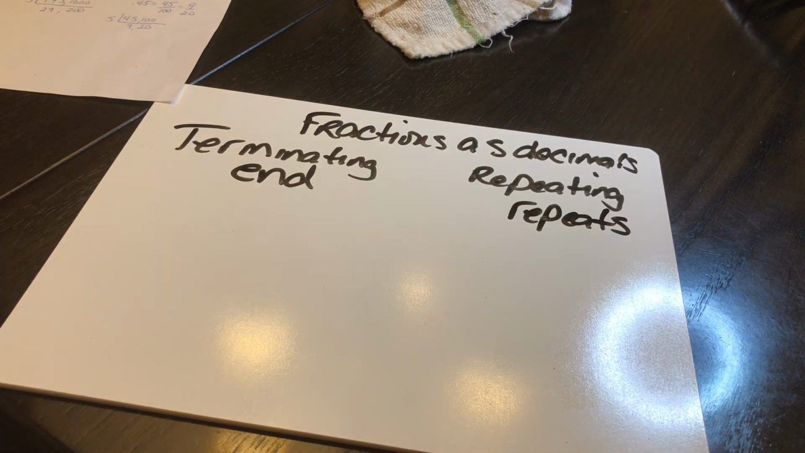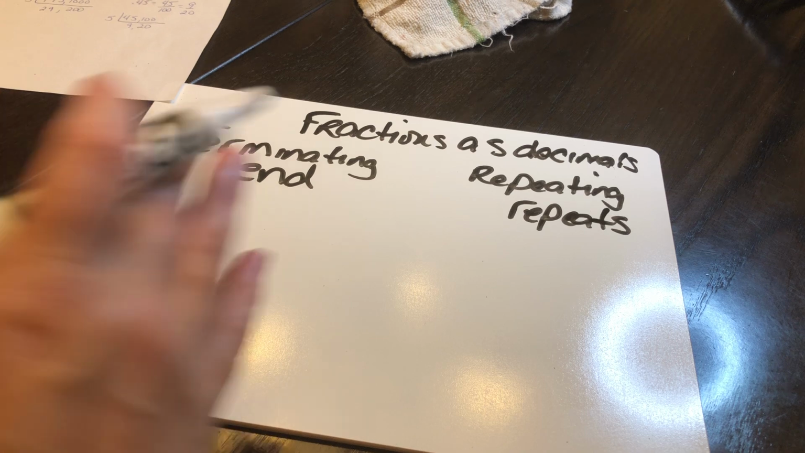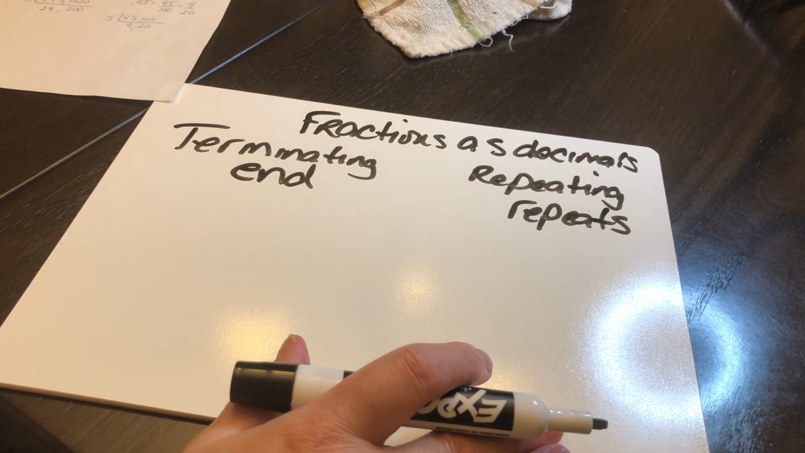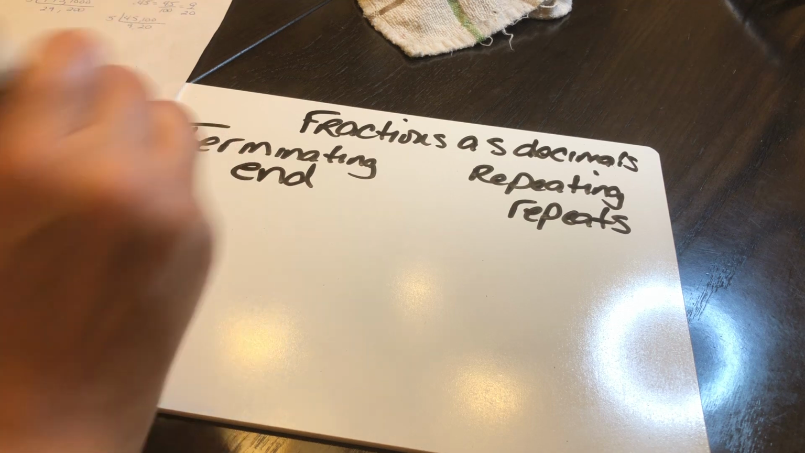Now, if it repeats, you're going to see some kind of pattern. You've got to be able to see that. If not, it may be a terminating. So let's start with one. Let's say we had 3/4.